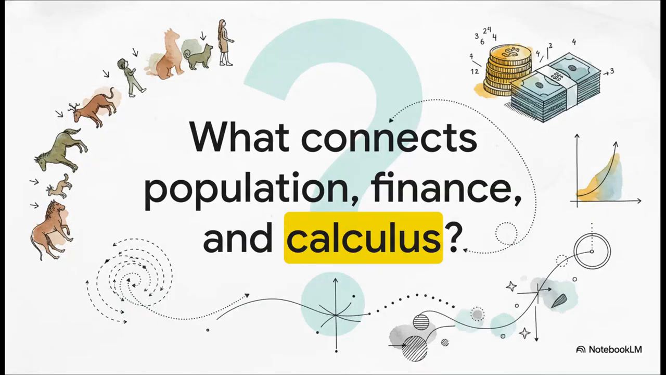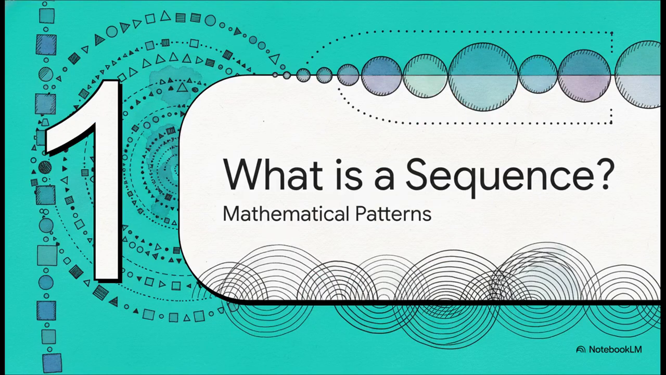So I've got a question for you. What could possibly connect the way a deer population grows, the interest building up in your bank account, and the deep, fundamental ideas of calculus? I mean, they seem totally unrelated, right? Well, believe it or not, they all speak the same hidden language, and that language is sequences. Let's dive in. All right, first things first, let's start at the very beginning.